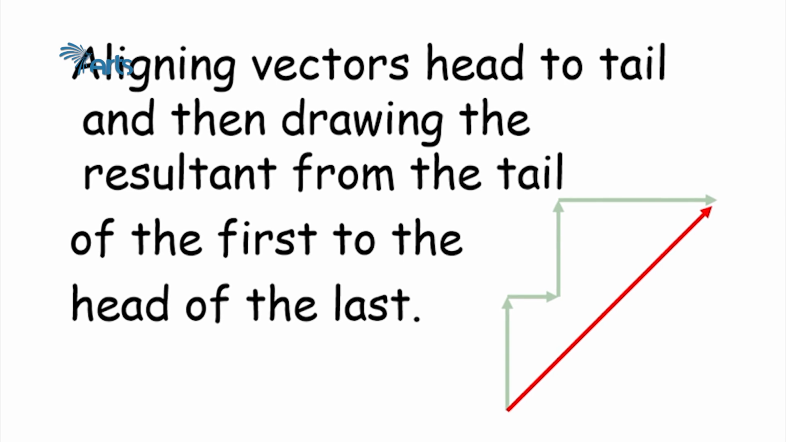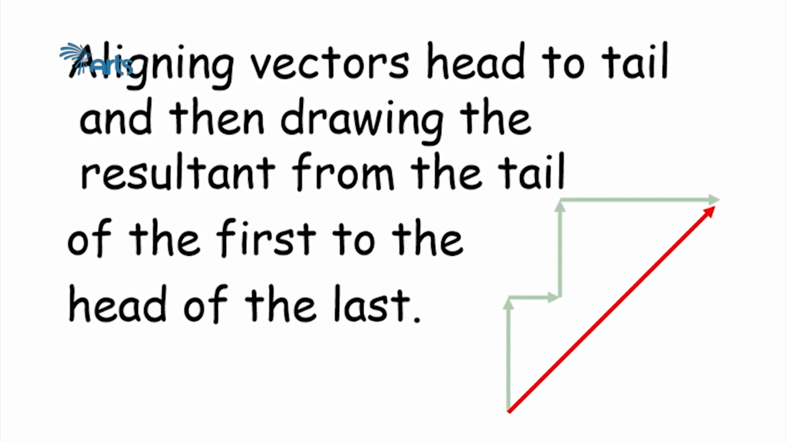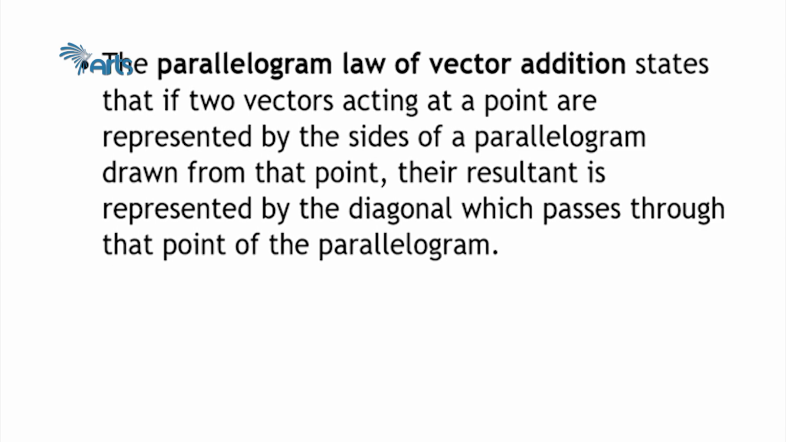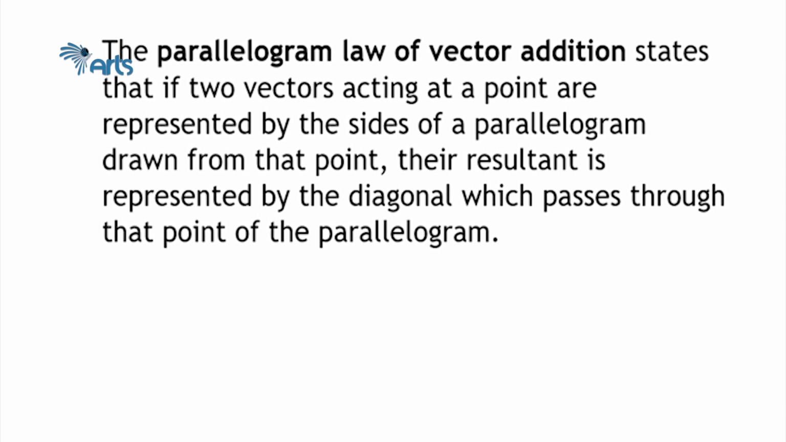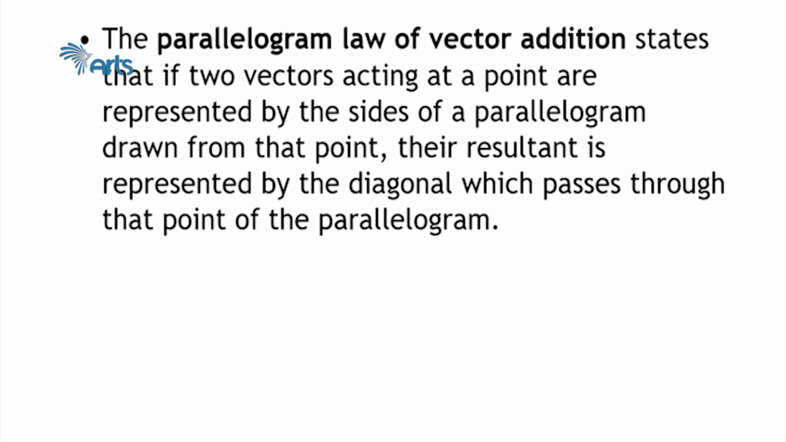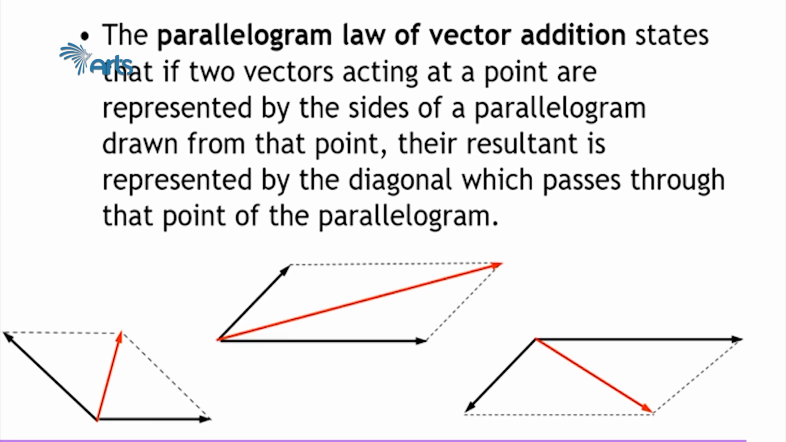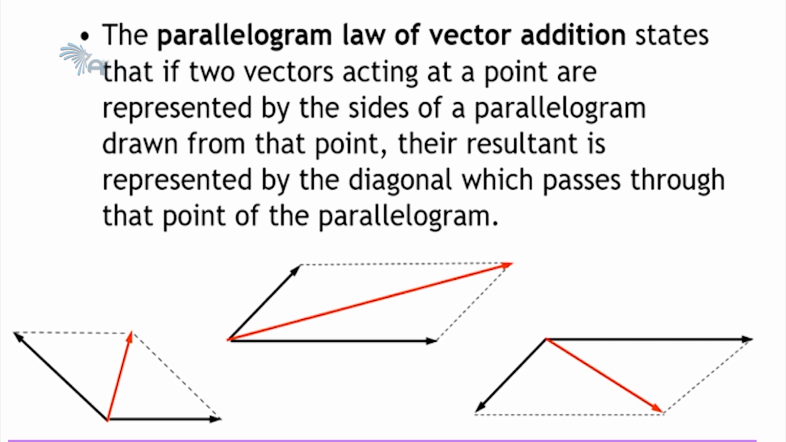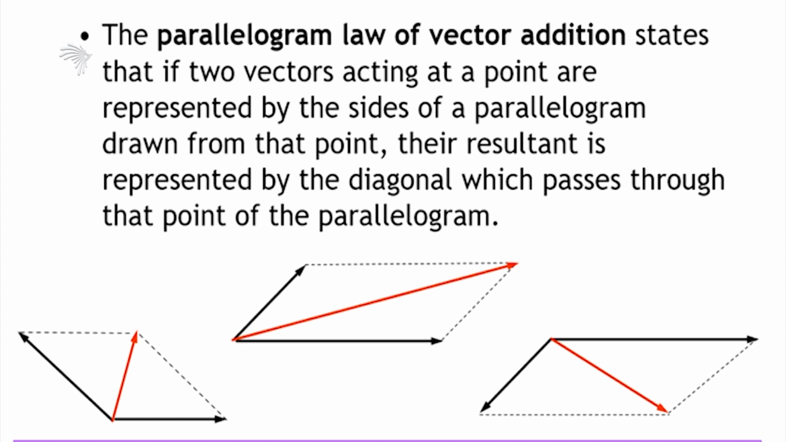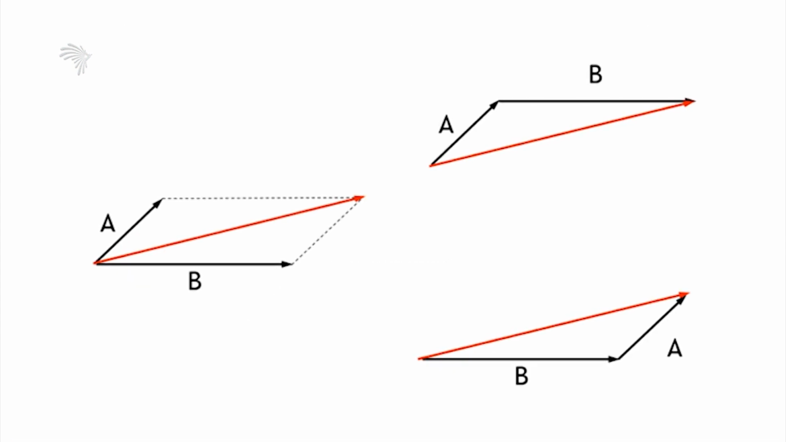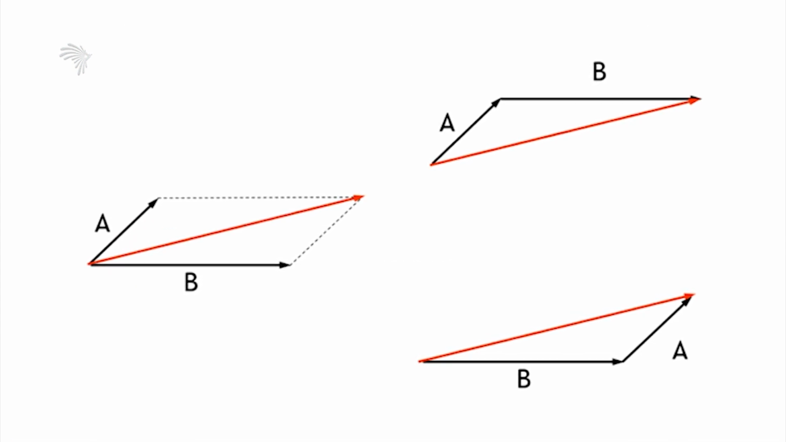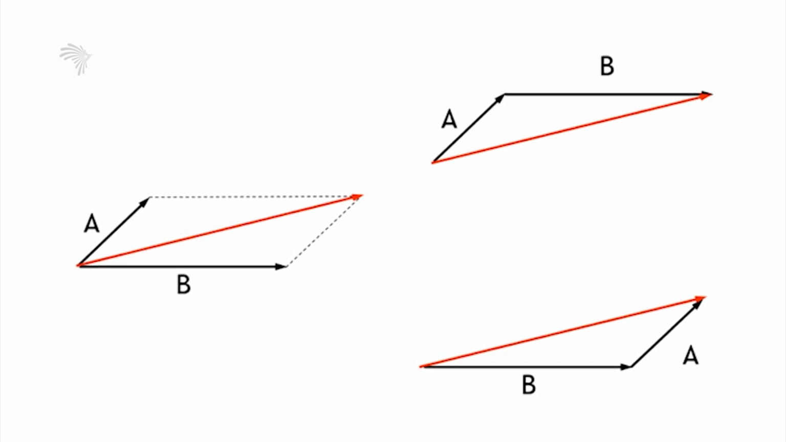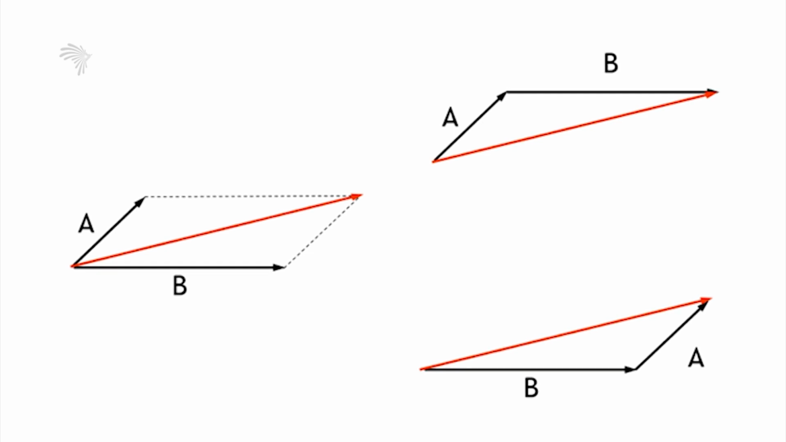The second type of graphical method of vector addition is the parallelogram law. The parallelogram law of vector addition states that if two vectors acting at a point are represented by the sides of a parallelogram drawn from that point, their resultant is represented by the diagonal which passes through that point of the parallelogram. As you can see on the screen, we have a parallelogram made by vector A and vector B. So the diagonal, which is the red arrow, is the resultant of these two vectors.